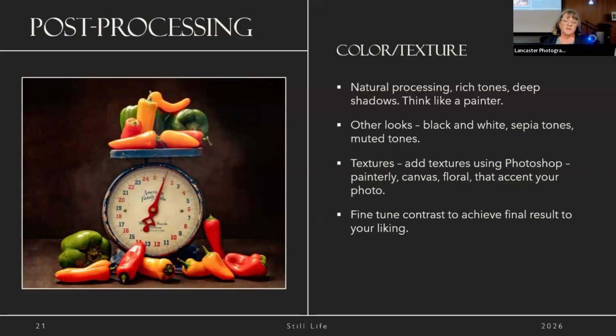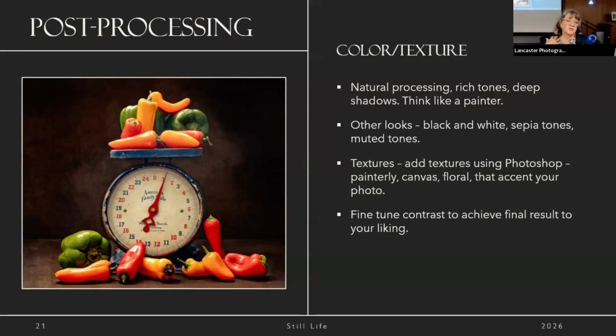Post-processing. You want to mostly do a natural sort of processing with rich tones and deep shadows for the most part. It's totally what you have in your mind. Think like a painter when you're setting it up, when you're post-processing it. You want to bring out the details that you want to bring out. Other looks could be black and whites, or sepia tones, or muted tones for a vintage look. Add textures using Photoshop or a similar program.